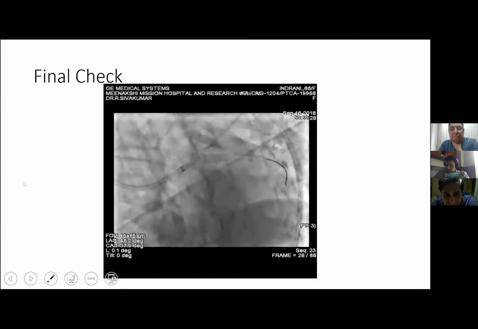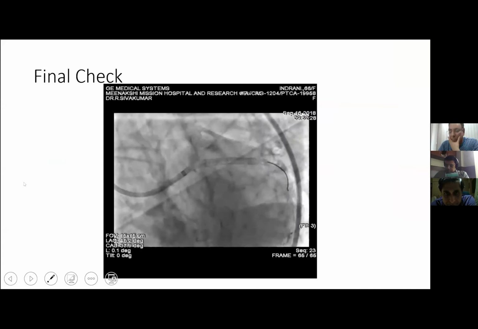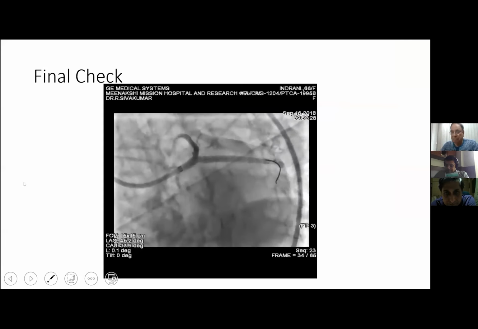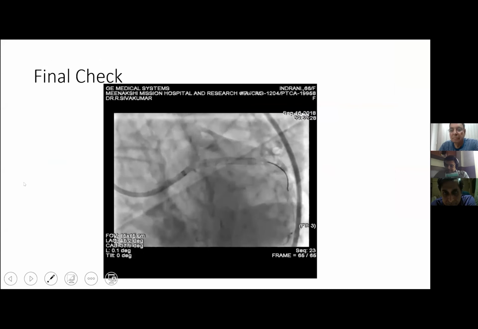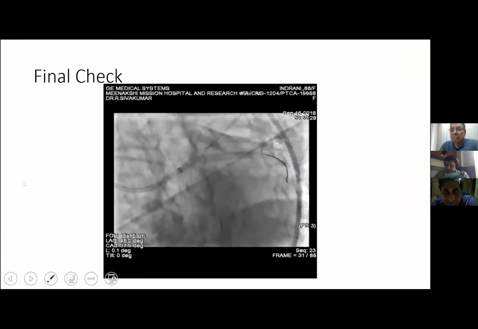This is the final check angiogram in a patient who presented with a first generation DES in an acute coronary syndrome pattern with a typical layered ISR. I was lucky to have that pattern.